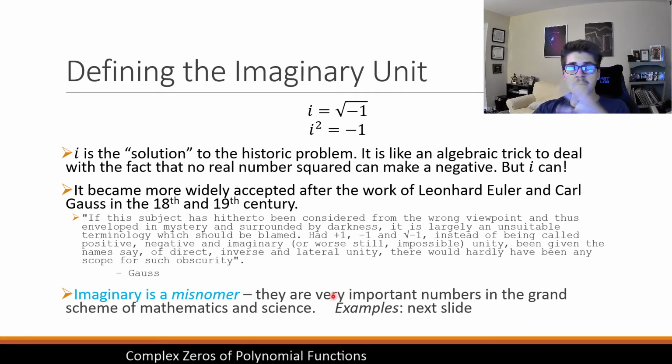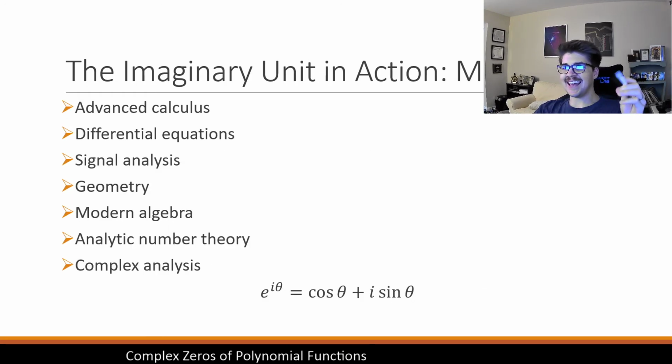But to summarize everything I'm saying, imaginary is not a very good term for these numbers. They are very important. They're not just made up baby stuff. And what I wanted to show you is where these numbers show up. Sorry, this video is getting really long, but I think this is such an important thing, which is why I'm going on about it. Basically, the imaginary unit and the imaginary number show up all over in all sorts of different fields.